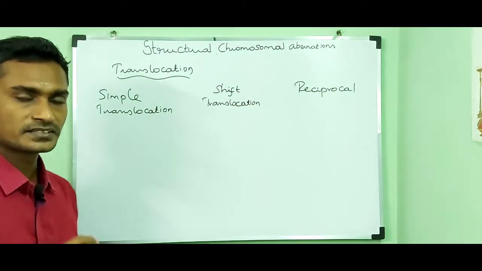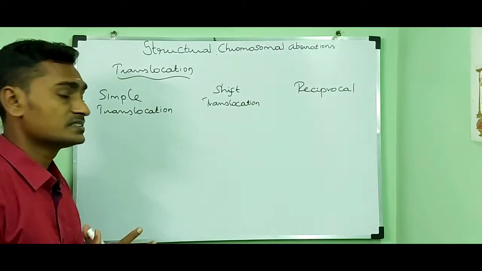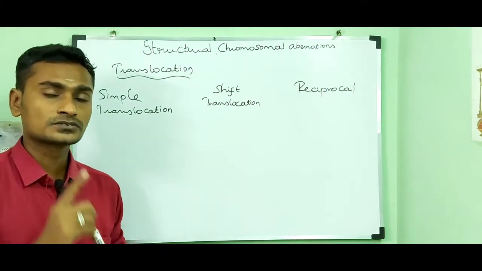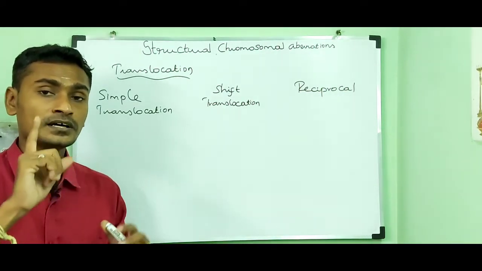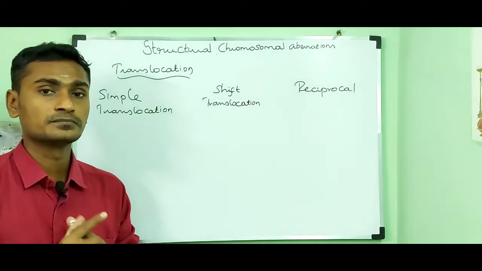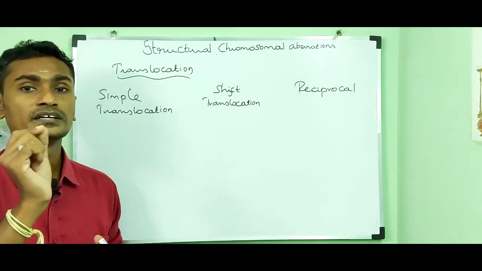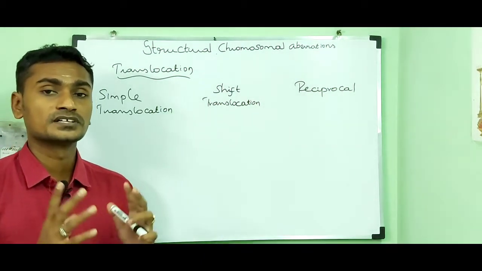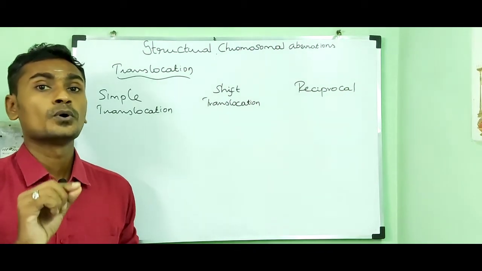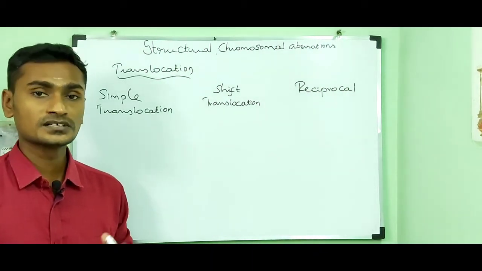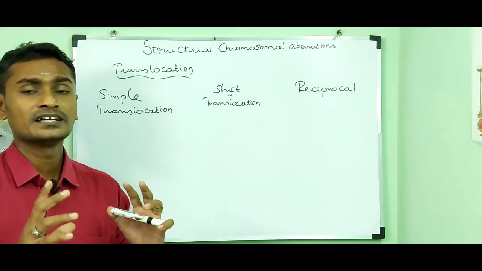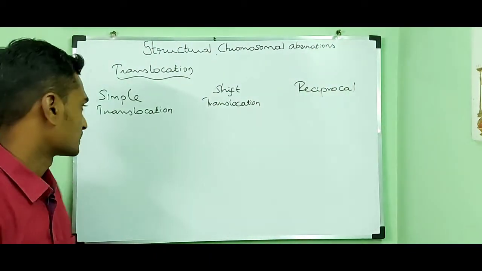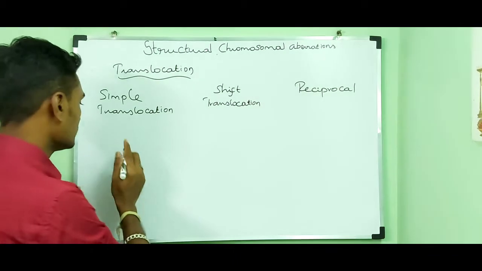Simple translocation can be defined as a translocation in which a single break occurs on one chromosome, and that broken segment is attached to one end of a non-homologous chromosome. It is a rarely occurring process. So now I will explain it with a diagram.